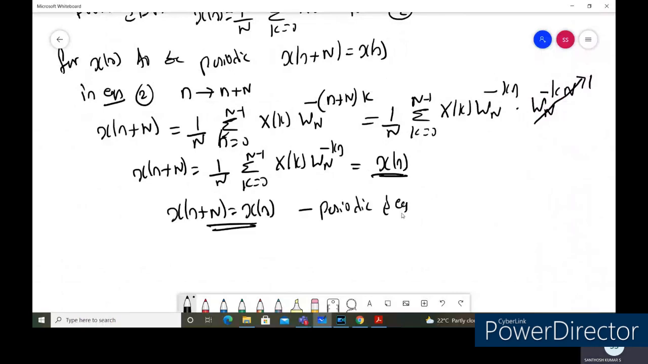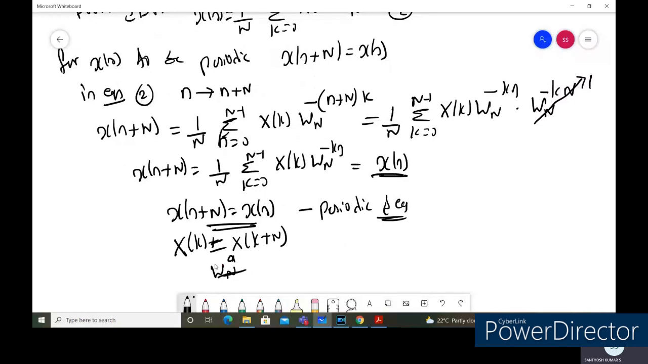Such kinds of sequences we are going to call implicit periodic functions. Because of the Twiddle factor, the sequence x of n plus N is also going to exhibit the periodicity. So now we come to know that the sequence x of n is periodic, and even the DFT X of k plus N is also periodic here. And even the Twiddle factor is also a periodic function here. So these are the periodicity properties of the sequences.